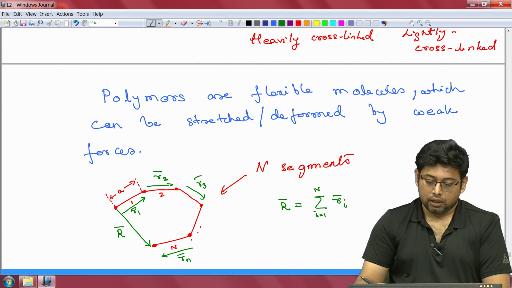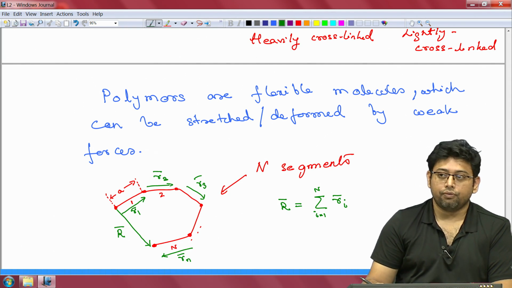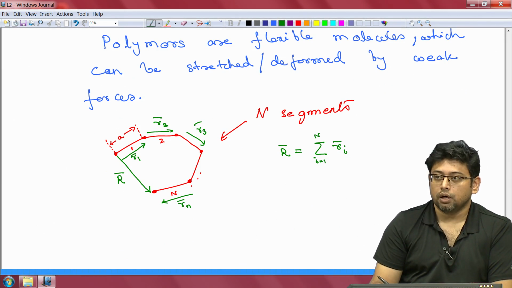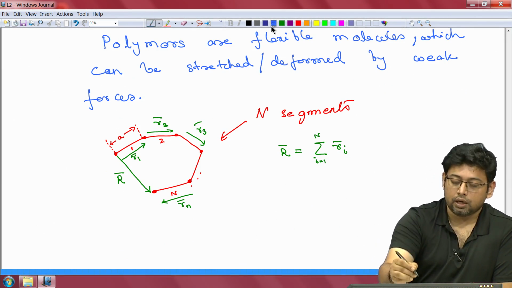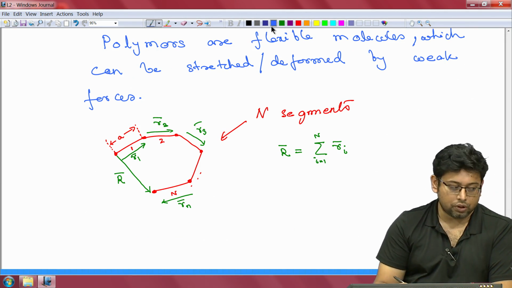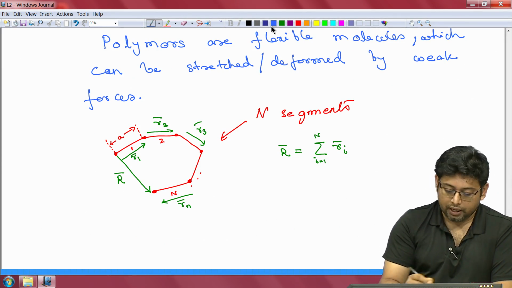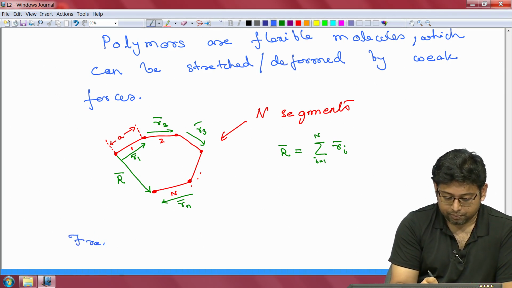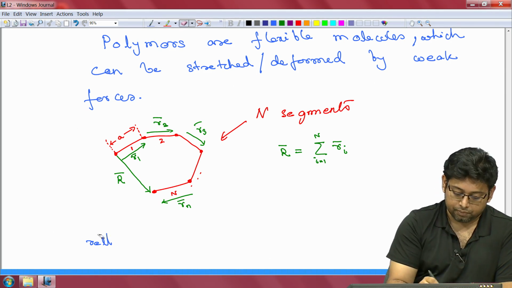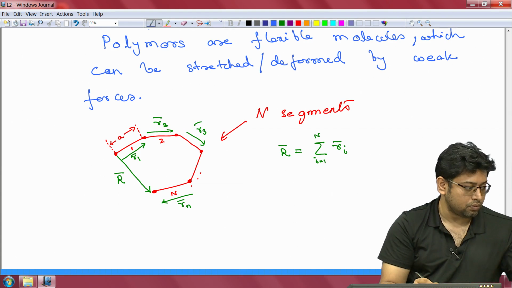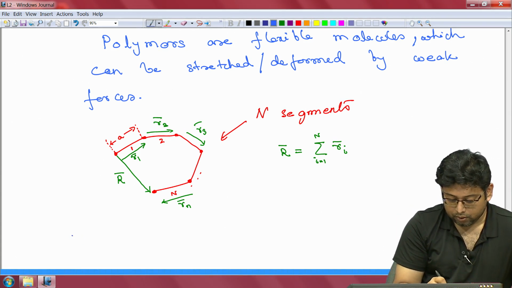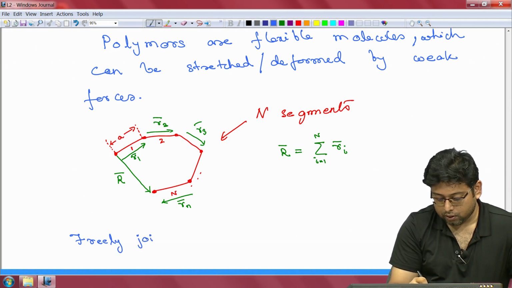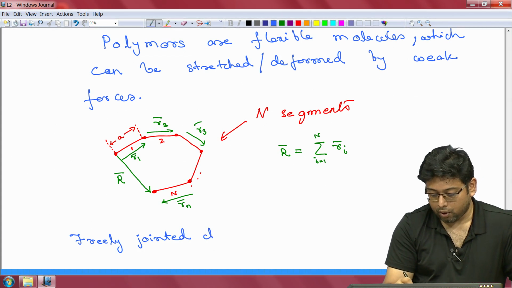Now, we will assume a particular type of model. We have to figure out what this R vector is, but how do we do that? We will take a particular approach, or a particular model, which is known as the freely jointed chain model.